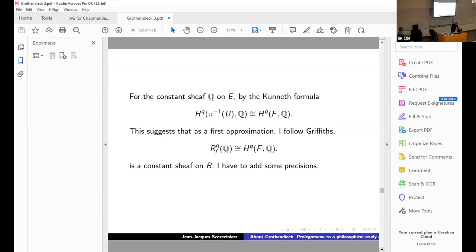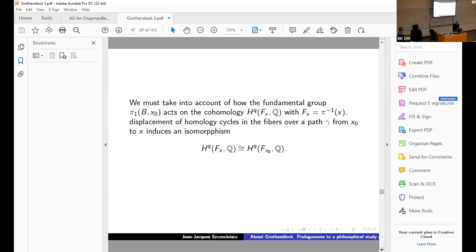I follow here the demonstration by Leray. R^q f_* Q equals H^q(F, Q). It's a constant sheaf on B. I have to add some precision. We must take into account that the fundamental group π1(B, x0) acts on the cohomology H^q(F_x, Q). This comes from P^{-1}(x), displacement of homology cycles in the fiber along the path gamma from x to x0, and with an isomorphism.